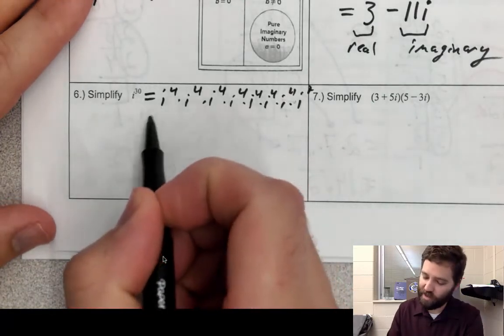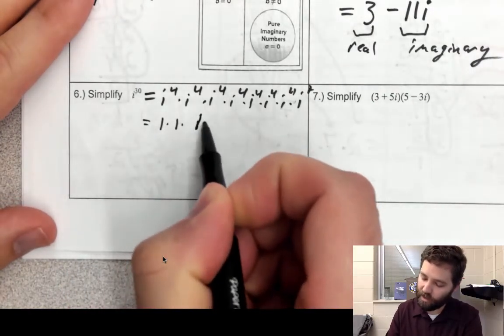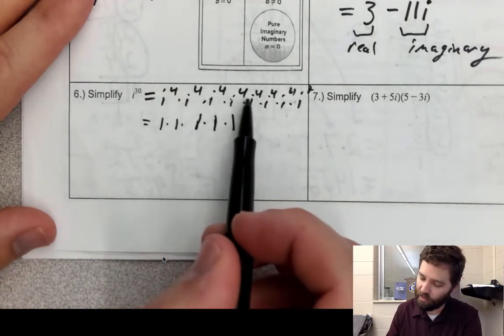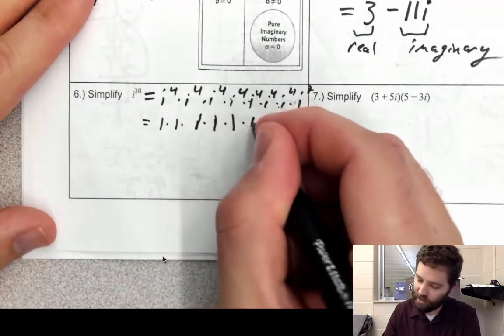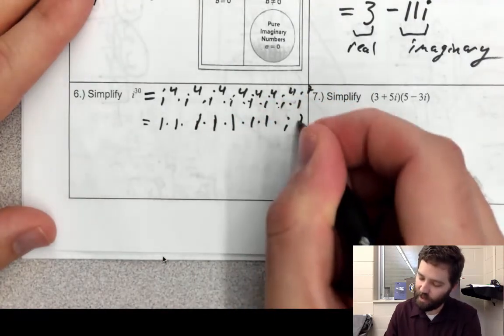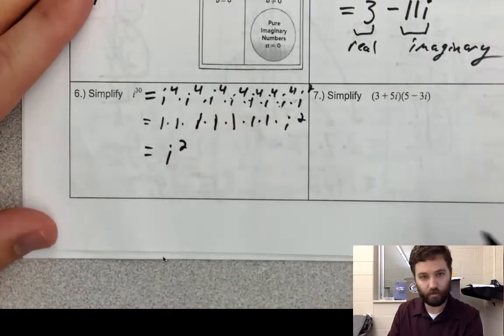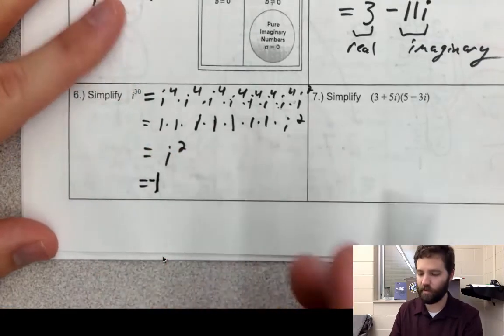Well, this is just 1 times 1 times 1, times 1 times 1. Let's see, 1, 2, 3, 4, 5, 6, 7. Okay, so 1, 2, 3, 4, 5, 6, 7 times I squared. Well, that's just going to be I squared. Well, that's just negative 1. Right? We figured that out up here, that I squared is negative 1.